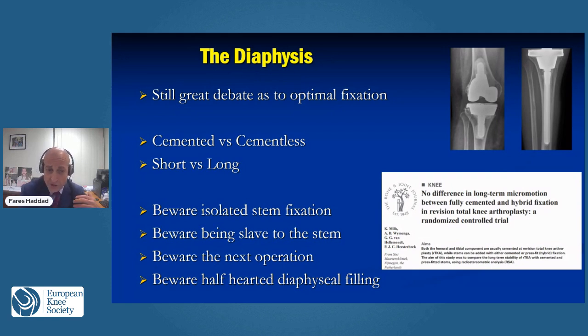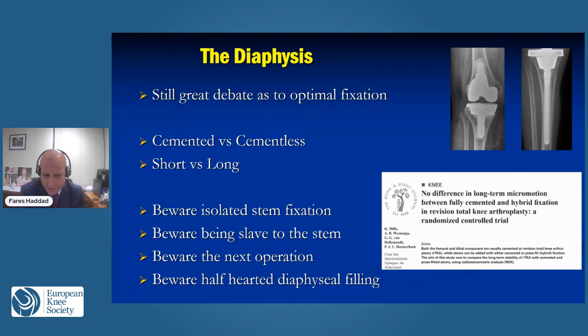And I would say, in terms of thinking about the diaphysis, beware isolated stem fixation. I've already shown you that that doesn't work in the knee. Also beware being slave to the stem. You then are committed to offsets and doing all sorts of things to get the proximal tibia in particular to fit, and that may create problems with metaphyseal fixation. Always think about the next operation. Really tricky if you have to remove a very distal, very long stem.